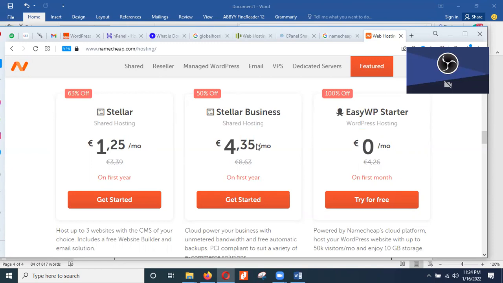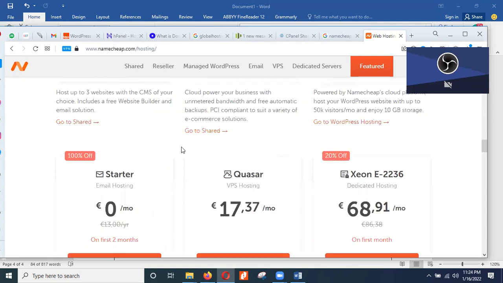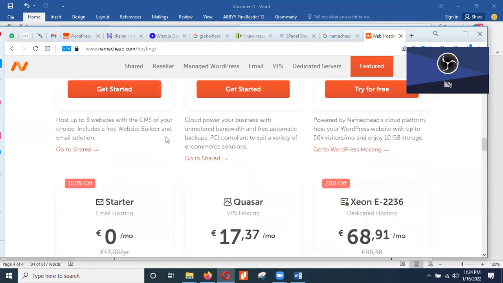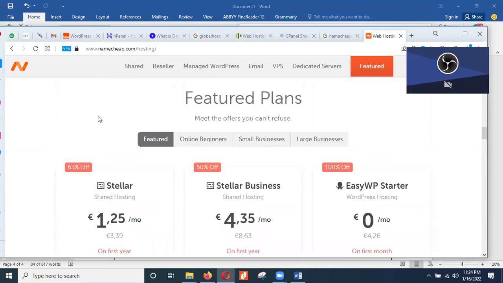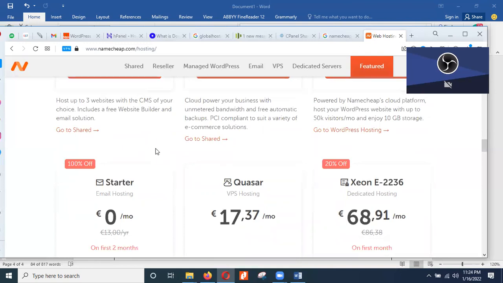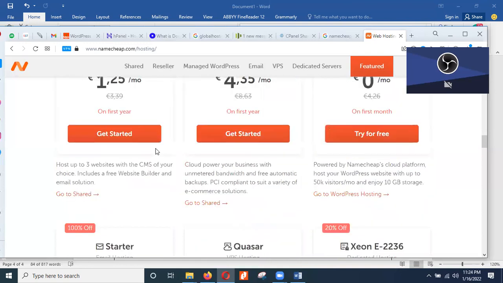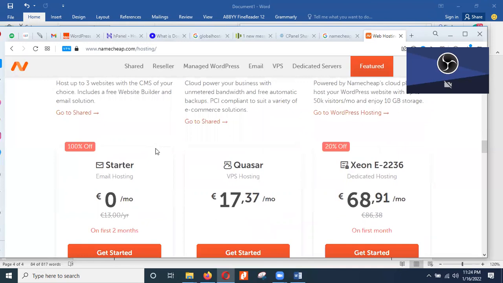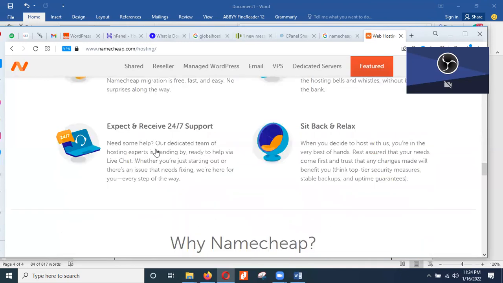Their Stellar plan sells for 4.35 euros per month. Now, what do you get? When you pay for the Stellar plan, you get 3 websites, the CMS of your choice, including a free website builder. So you can see this is a foreign host. Namecheap is a foreign host.